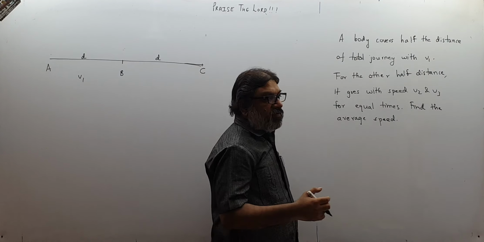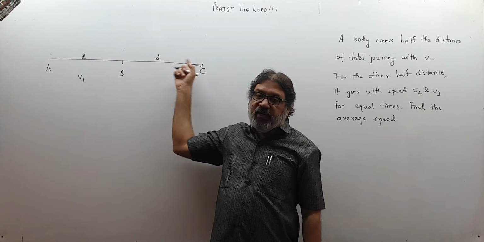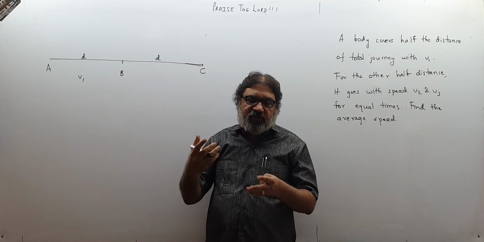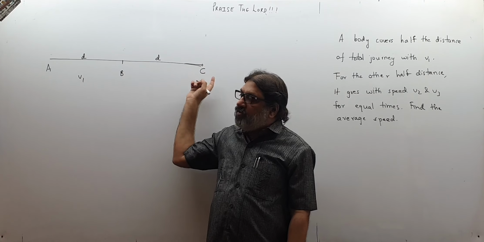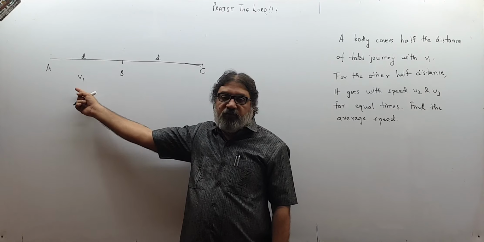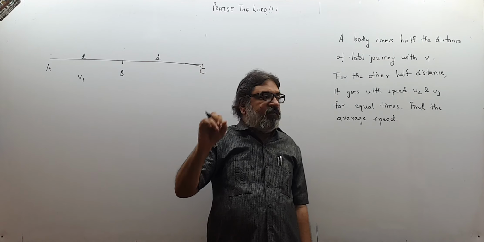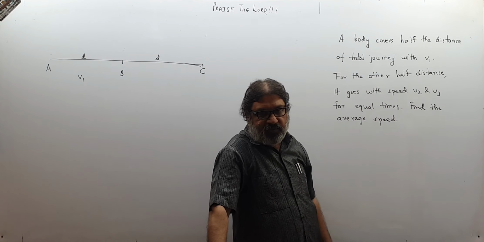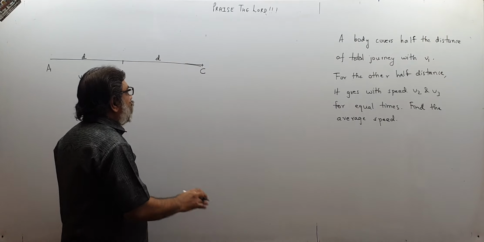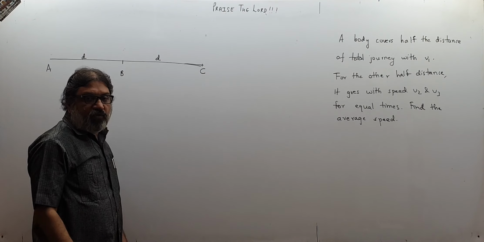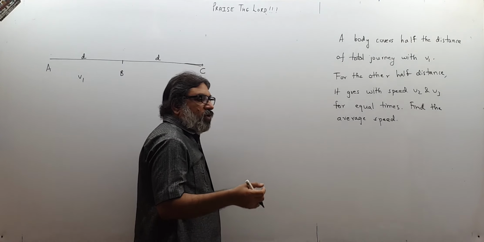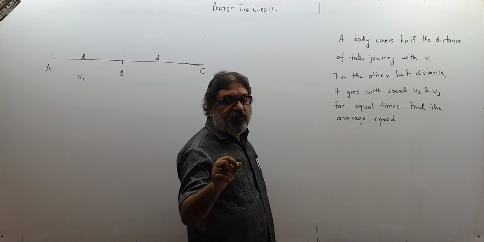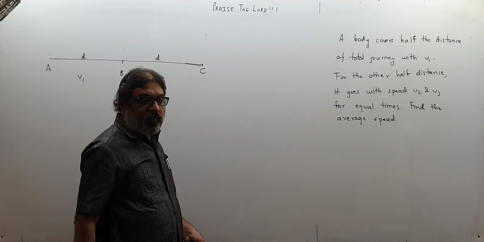For the other half distance, from B to C, the remaining half distance. Total distance is 2D. Why I am taking D and D is to avoid fractions, that is all. So total distance is 2D, out of which half distance D is covered with speed v1. And for the remaining half distance, what is being told? It goes with speed v2 and v3 for equal times. For equal times, that means whatever time was there to go from B to C, for half time it went with speed v2, and for remaining half time it went with speed v3.